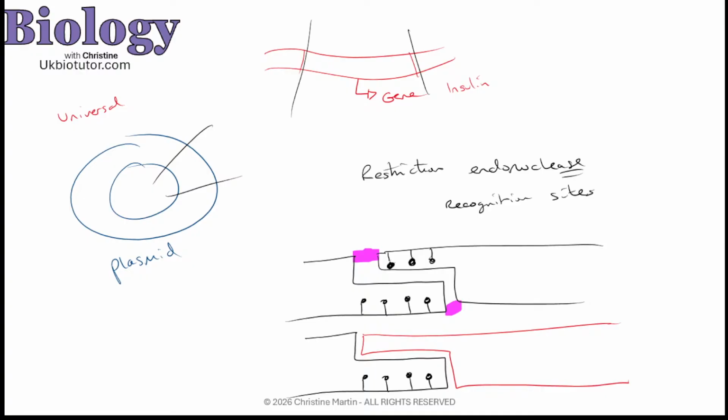And so when you have your ligase, the ligase is the enzyme that's needed to join the fragments together. So my insulin gene is going to be joined together with my plasmid. And because it's going to be joined together with my plasmid, we're going to end up with a bigger plasmid.